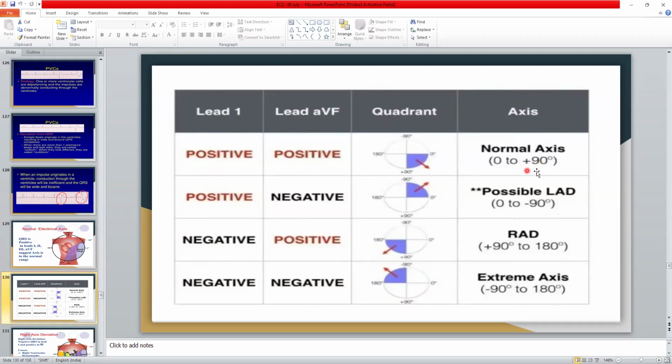So, in the normal axis, in lead 1 and lead 2, it is positive. In the left axis deviation, lead 1 is positive, that means R wave is larger than S wave, whereas in lead AVF, R wave is smaller than S wave. Hence, it is a possibility of left axis deviation. Coming to the right axis deviation, here the R wave is smaller than the S wave in lead 1, whereas in lead AVF, R wave is larger than the S wave.